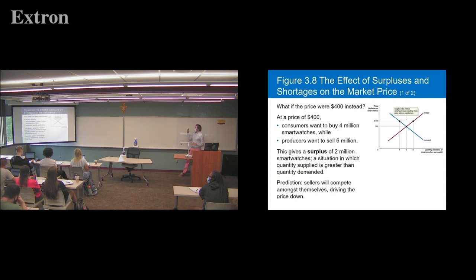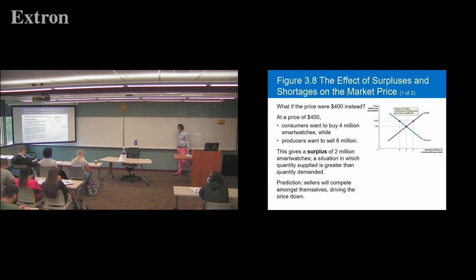Now, at this price, at $400, consumers are only going to demand 4 million smartwatches per week. So we end up with a surplus. We have extra smartwatches sitting on shelves that people are unwilling to buy at that price. Goods end up piling up, sitting on shelves unsold, and firms want to recoup the money for that. So they'll be willing to lower the price they sell at in order to get those off the shelves and get some revenue to make up for it.